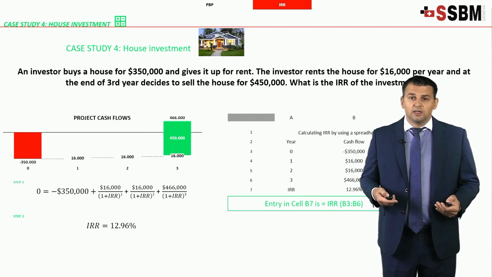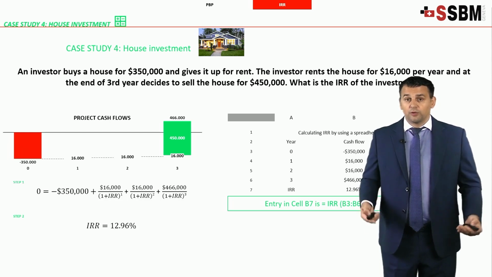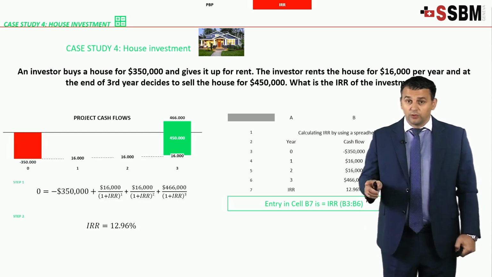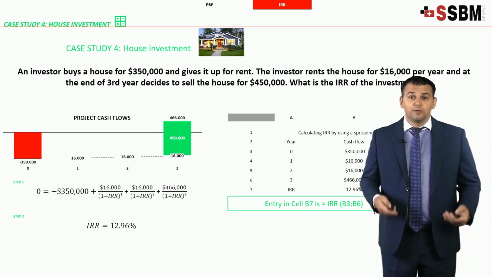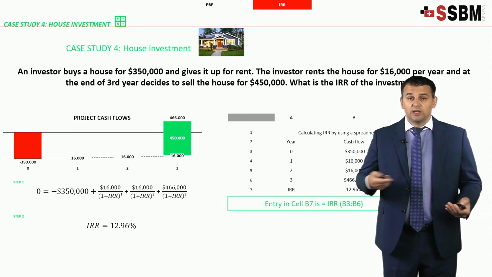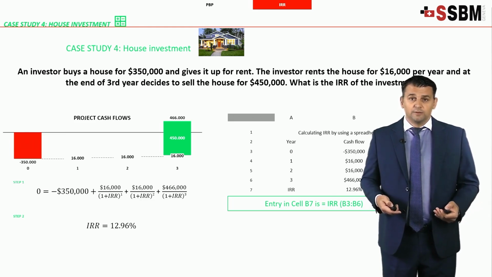So in the cell B7, insert function IRR formula, you select your cash flows, even the investment. Do not forget always to select the investment from the B3, minus 350,000, to the B6, 466,000, and you will have in B7 an IRR of 12.96%, the same one as you have obtained using the formula.